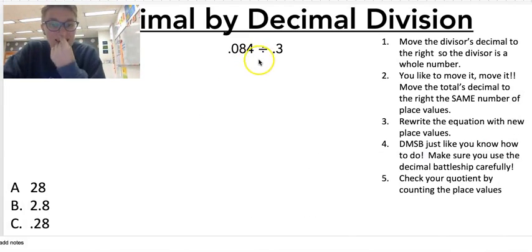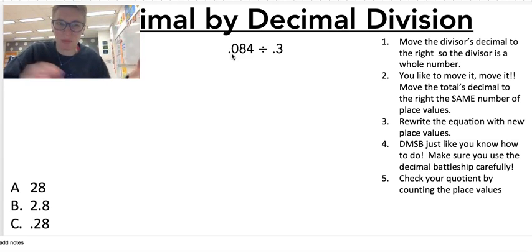So this is 84 thousandths divided by 3 tenths. It's really hard to divide by 3 tenths. Like we can do 3, 6, 9, 12, but it's hard to know, if I have a thousandth and I divide it by a tenth, where my decimal should go. So what I really want to do is move my decimal.